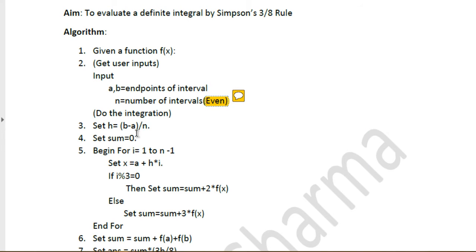Then we will calculate h, the width of each subinterval, using the values of b, a and n: the difference between b and a, divided by n. So we will get the width of each and every interval. Then we set sum as 0, where sum is a variable in which we will be calculating our integral, and we begin a for loop which goes from 1 to n minus 1. Before we go through the rest of the algorithm, let me show you the actual formula for Simpson's rule.